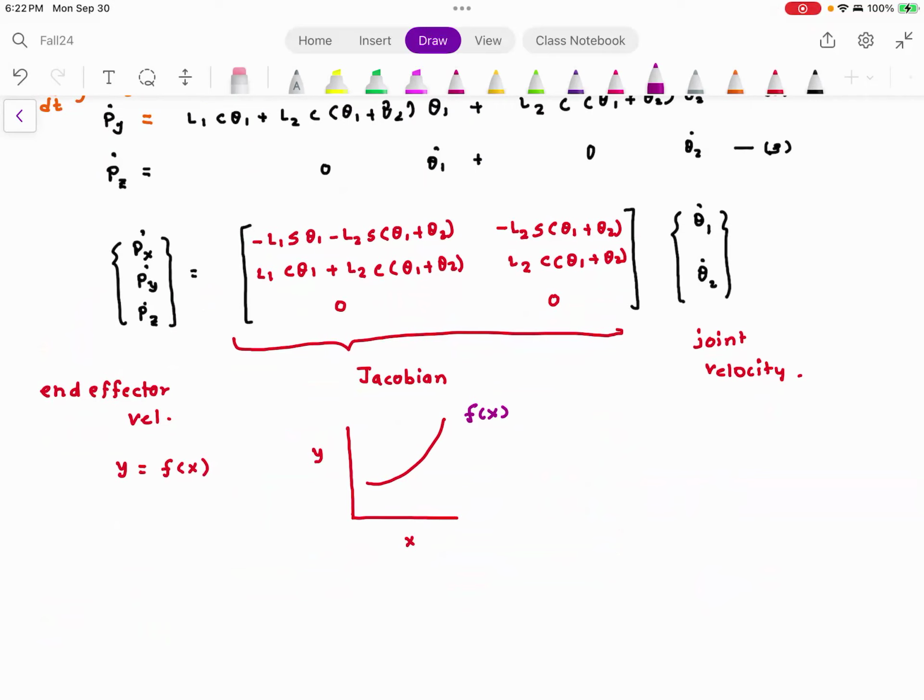So what does this mean? When x is equal to, say, 1, you have a certain value of y. When x is equal to 2, you have a certain value of y. Now, if I want to find the value at point 2, given the value at point 1, I can have a straight line approximation between point 1 and point 2. I can say y2 is nothing but y1 plus df by dx multiplied by delta x.